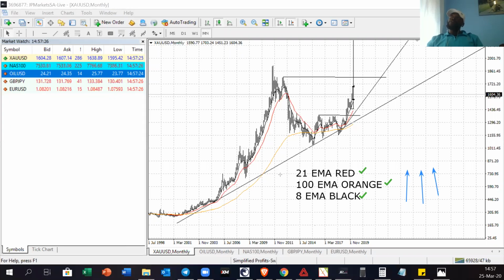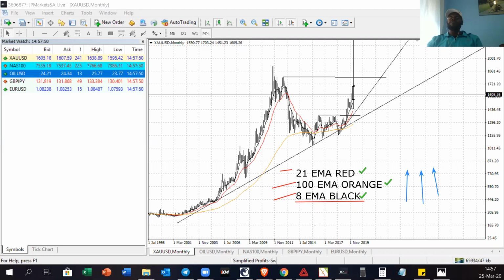If price is below the 21 EMA, price is bearish. Price is below the 100 EMA, price is bearish. Price is below the 8 EMA, price is bearish. You can call it price, you can call it market, right? So basically, the 8 EMA zooms in on what's happening in a shorter time frame.